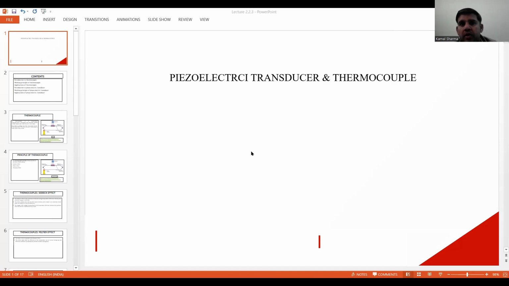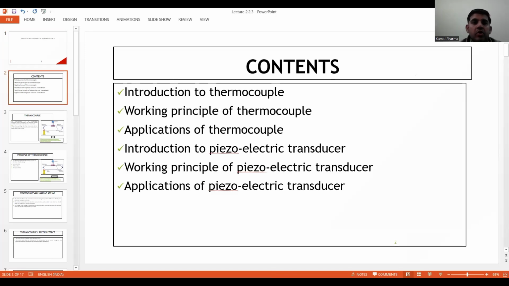We are going with the piezoelectric and thermocouple. So let's start. We will go with the thermocouple. What is a thermocouple all about? We will go with the working principle of the thermocouple, how the thermocouple works, then the applications of the thermocouple, piezoelectric transducers, and applications of the piezoelectric transducer.